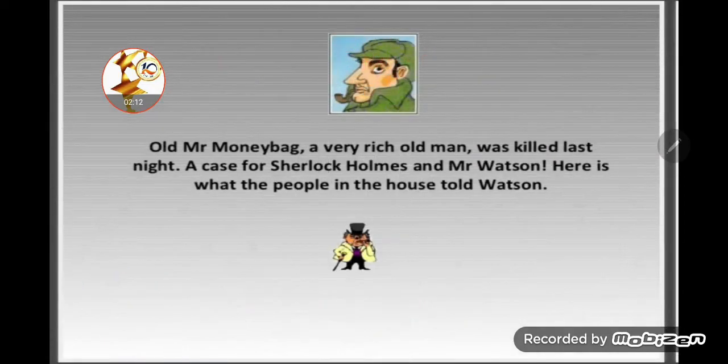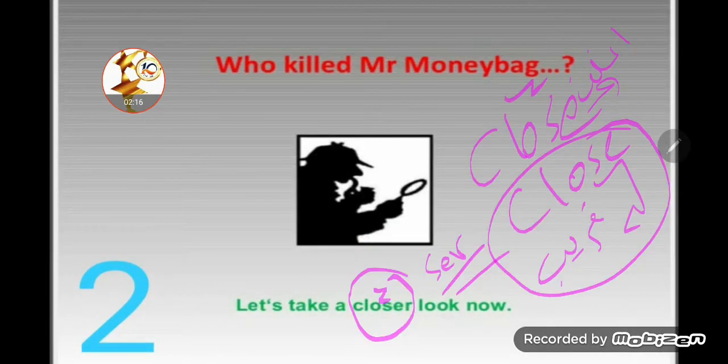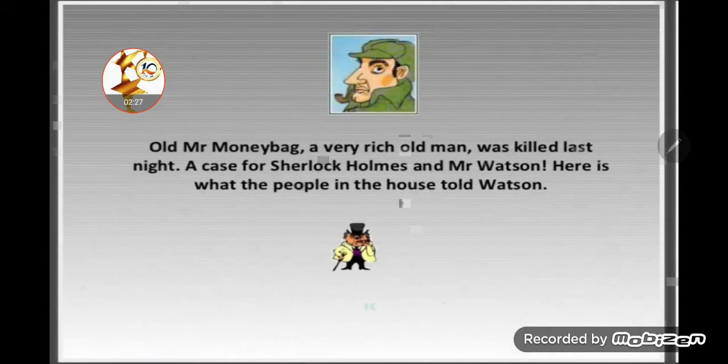Okay. But here in this closer look, it means what? نظرة مقربة. It means نظرة مقربة. يعني خلينا ناخد هيك closer look now about this case.